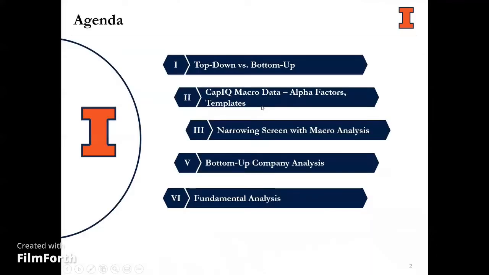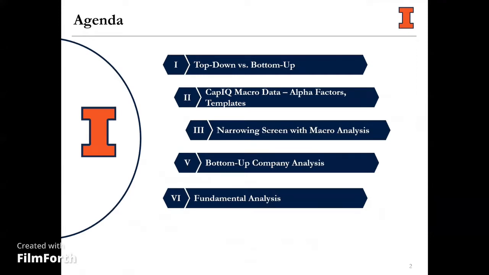So what we're going to be going over, in this order, starting to get an understanding of what top-down investing is versus bottom-up investing and how these two styles can be used together. Second, we're going to go into a lot of that CapIQ macro data that we've got access to. They have a service called Alpha Factors, which rank different ways of viewing big picture, top-level ways of analyzing different stocks and how factors are driving their performance.